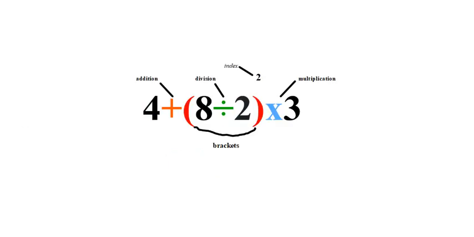In today's video, we are going to be covering the topic of BIDMAS. Now, if we take a look at this equation, it may look really long and complicated, but in essence, it can be split up into 5 easy parts: the addition, the brackets, the division, the index, and the multiplication. Each of these parts is known as an operation, and an operation needs to be done in a specific order in order to get the correct answer.